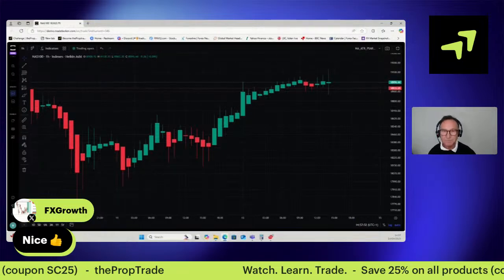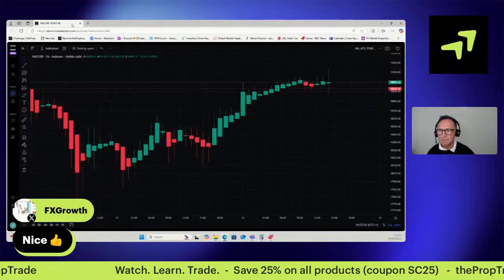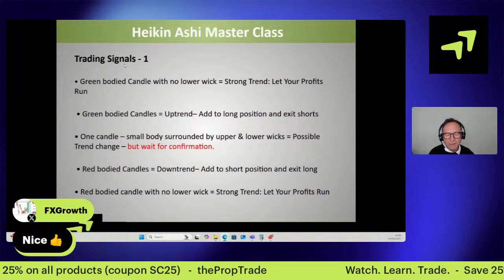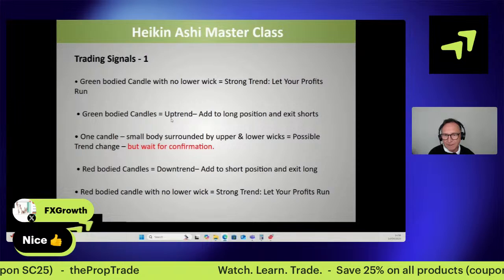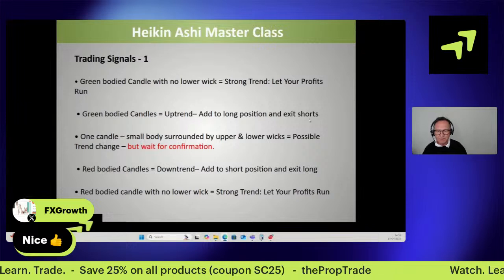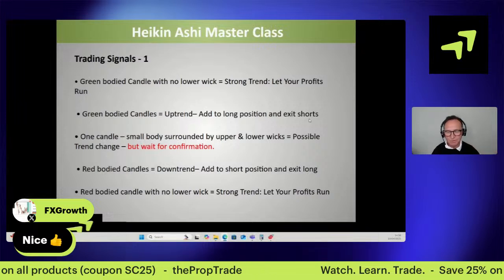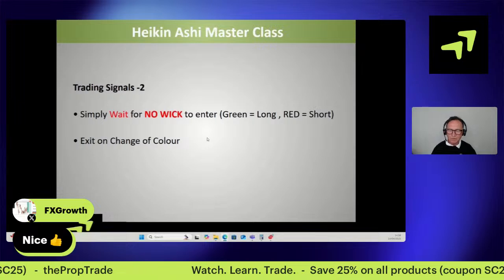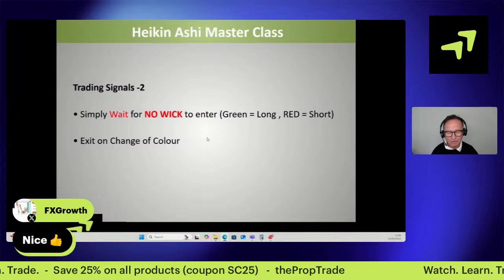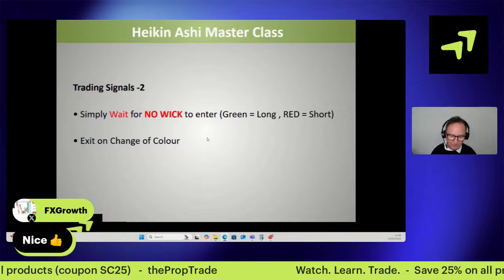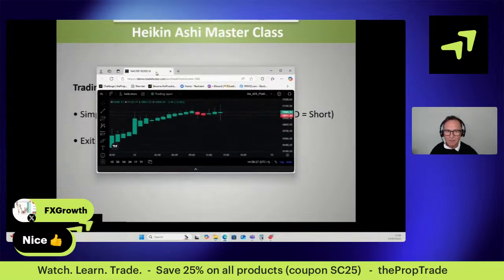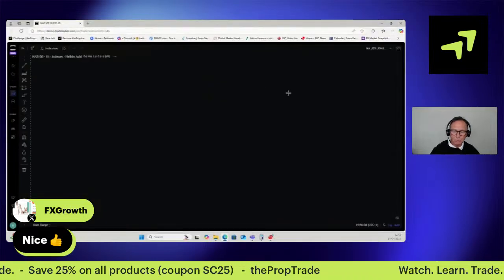Where's my slides gone? So that's the live charts at the moment. So in summary, we're looking for big-bodied candles with no wicks. That's the key to Heikin Ashi candles. There are different ways of doing it. You can scale in with these as the candles increase, or as we showed you earlier, simply wait for a no wick candle. Green for long, red for short, or whatever colors you might want to use, and get out when it changes color.